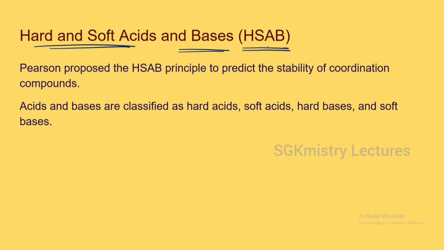So we know in case of the complex formation, mainly the ligands are the donor of the electron pairs. So based on this, Pearson suggested a simple rule, which is nothing but the HSAB principle, which will help us in predicting the stability of the coordination compounds, right? So mainly here also, we are talking about the acids, which are classified as hard acids and soft acids, and bases, which are again classified as hard bases and soft bases based on different criteria. So let us look into how we are going to understand the different classes of acids and bases, right?